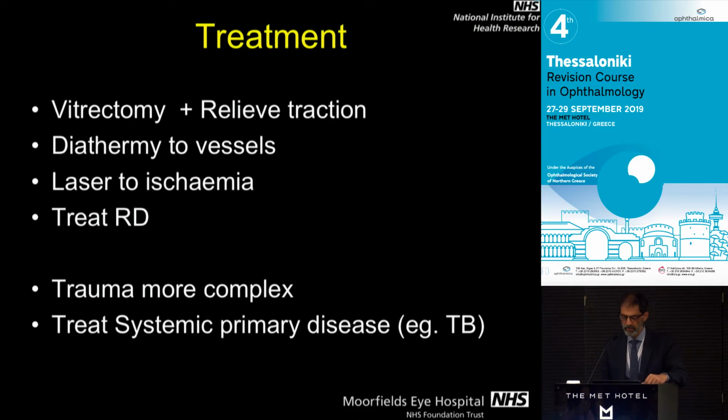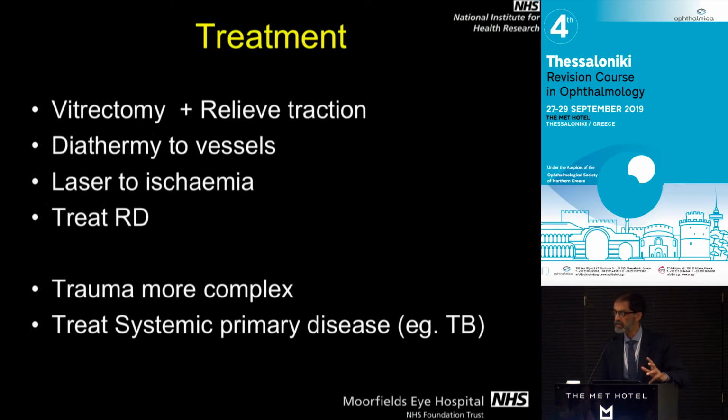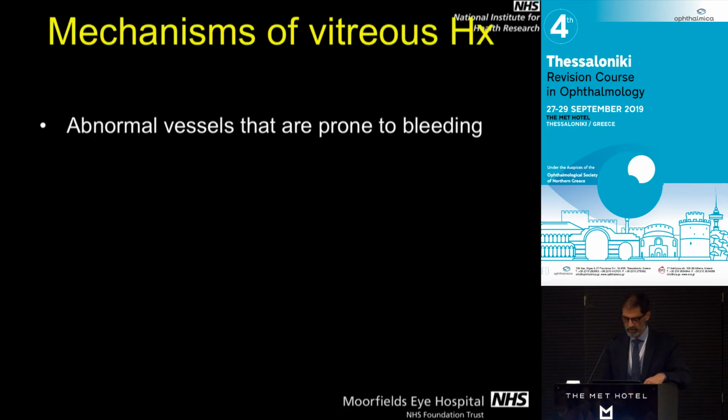Once you're in, you diathermize the vessels that are bleeding, laser to ischemic areas for the various things that cause ischemic drive, and you treat, of course, the retinal detachment. Trauma is always more complex because there's multiple components to it, including foreign bodies, retinal tears, incarcerations, and you treat as required. And very rarely is it secondary to infective disease, although very severe uveitis from infective causes can also lead to vitreous hemorrhage. So there's three mechanisms by which you can get blood into an eye.